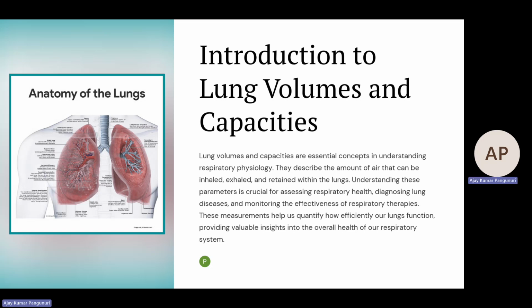Introduction to lung volumes and capacities. Lung volumes and capacities are essential concepts in understanding respiratory physiology. They provide the amount of air that can be inhaled, exhaled, and retained within the lungs. Understanding these parameters is crucial in assessing respiratory health, diagnosing lung diseases, and monitoring the effectiveness of respiratory therapies. These measurements help us to quantify how efficiently our lungs function, providing valuable insights into the overall health of the respiratory system.